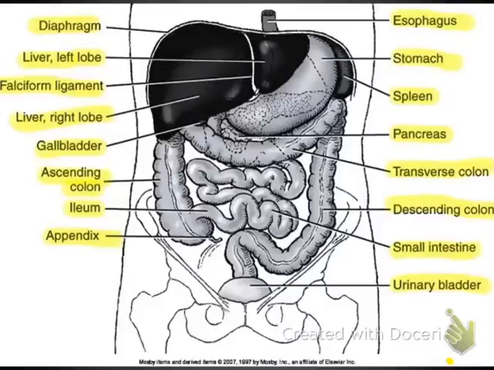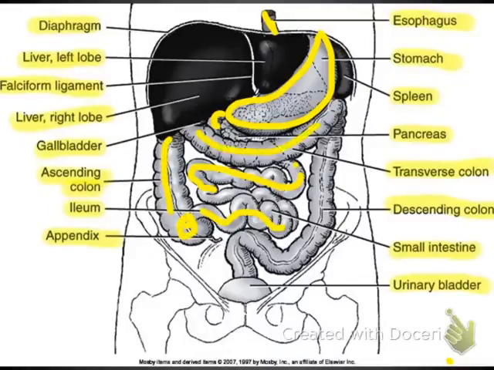So we have the esophagus coming in here. And then we have the stomach, the duodenum. And then we get to jejunum, ileum, cecum, ascending colon, transverse colon, descending colon, rectosigmoid, rectum. And so that is pretty much the entire structure of the intestines, with the exception of just a few minor things that we'll get to in just a second.